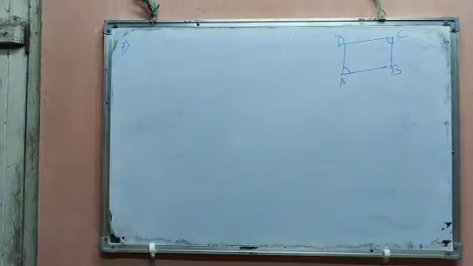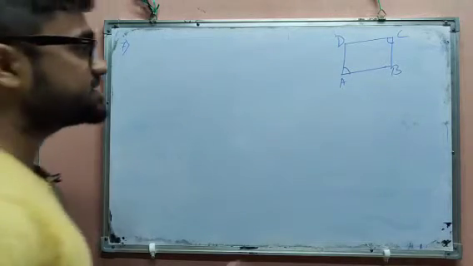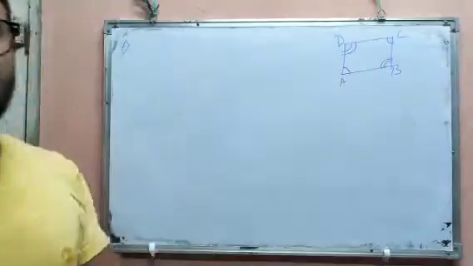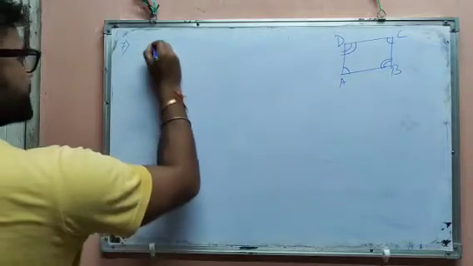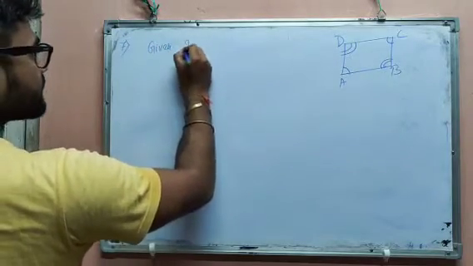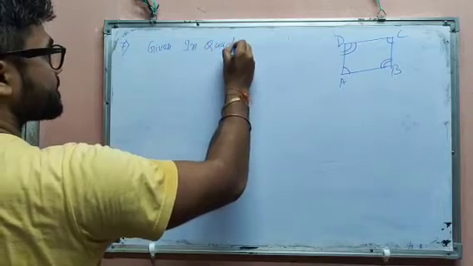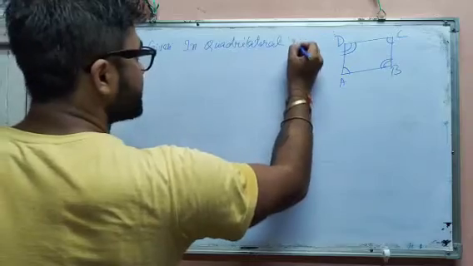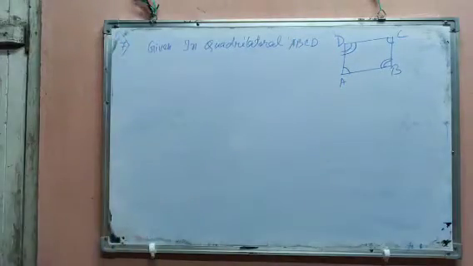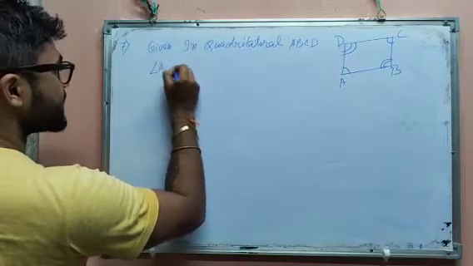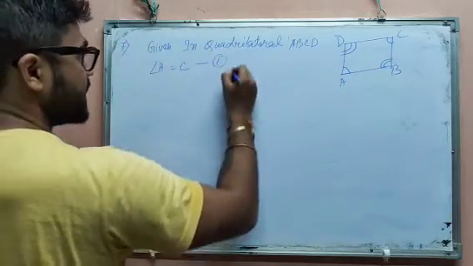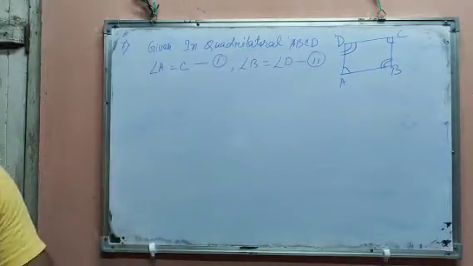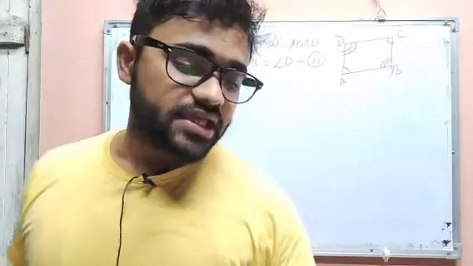Okay. Again, another condition is given: angle B equal to angle D. That means angle B and angle D, these two are equal. Now it is said that these two are equal. That means given in quadrilateral ABCD, angle A equal to angle C, equation number 1, and angle B equal to angle D, equation number 2. It is said. Also one more condition given: that angle A is twice of angle B.